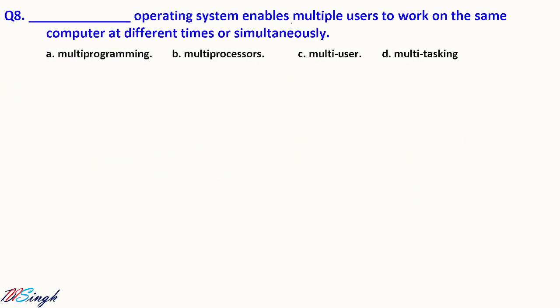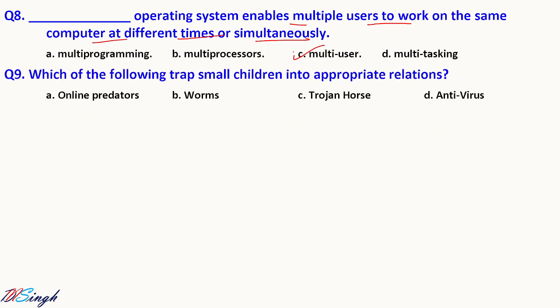An operating system enables multiple users to work on the same computer at different times or simultaneously. That is called multi-programming, multi-processor, multi-user, or multitasking. So the correct answer is what? Multi-user operating system, as more than one user are working on it at different times or simultaneously. Let us go for the next question.